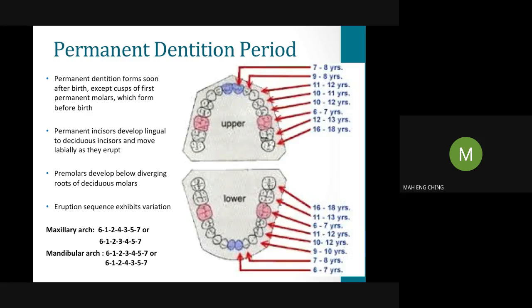Extension. Okay, then we come to permanent dentition. So remember the sequence again. Very important. Remember the sequence. I think the most common one for the maxilla is 6, 1, 2, 4, 3, 5, 7. I think the first one will be more common.